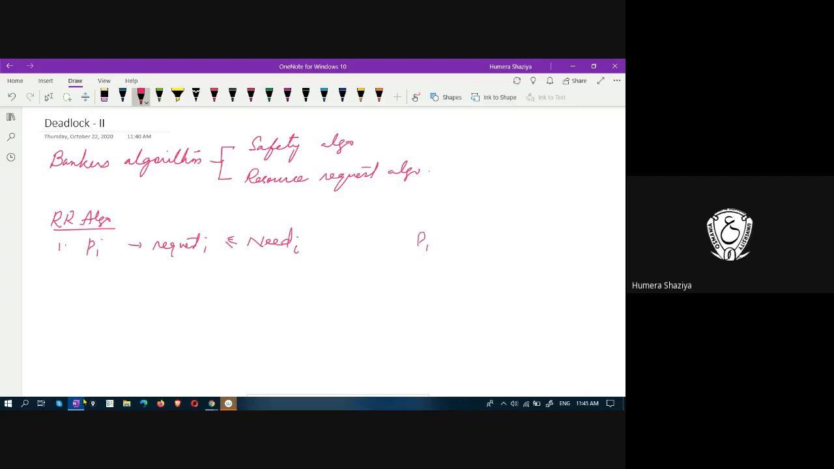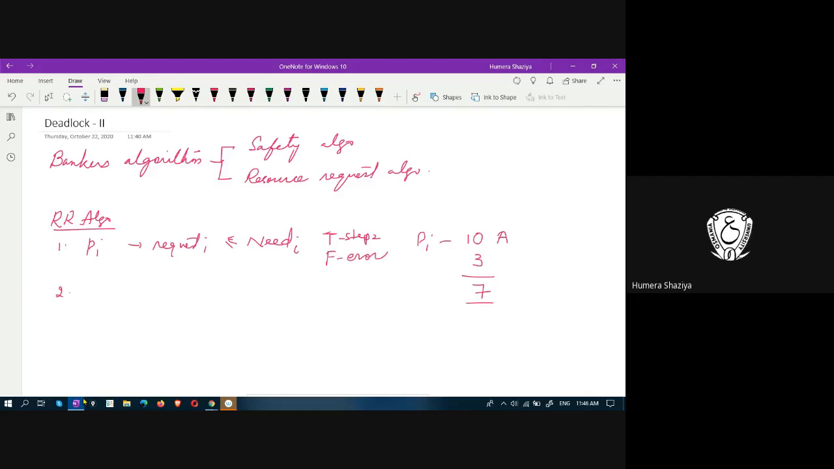If process PI says that I need 10 instances of resource A, and if 3 are already allocated, then process PI has a right to make only 7 more requests, not more than that. 7 plus already 3 are allocated, total will be equal to 10. That is the total need specified. In case if it is true, then we move to step 2. Otherwise, there is an error. True means step 2. False means error.